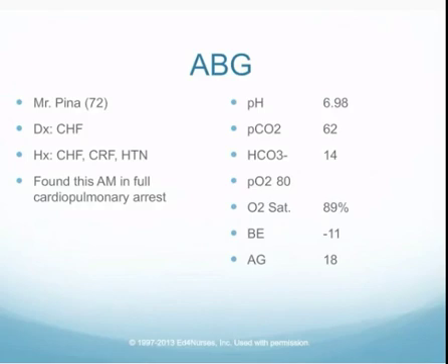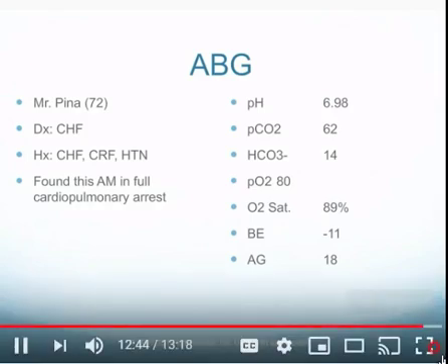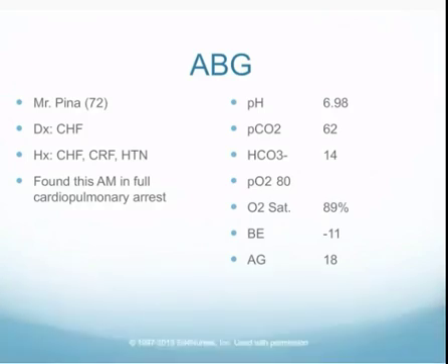Anion gap of 18 is above the normal range, and that would indicate that the patient has a metabolic acidosis caused by shock.